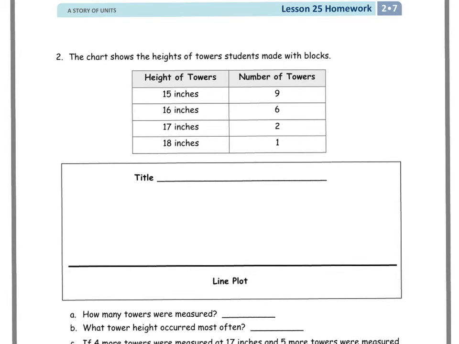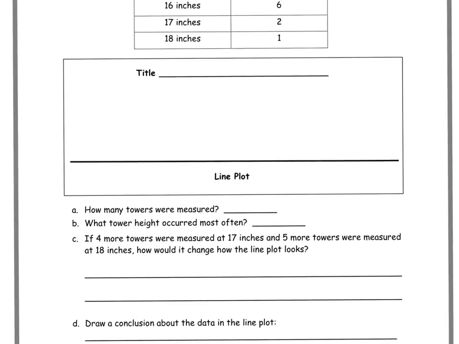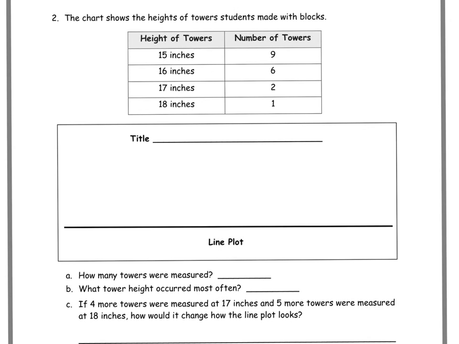So on page 2, we have another set here, and we do have to do another line plot. And then we'll answer some questions on it and draw some conclusions. So let's get started with the line plot. And it says, this shows the heights of towers students made with blocks. So I got to come up with a good title, and I'm going to take it right out of there. Heights of towers. And I could put students made with blocks. I'm going to keep it short though.